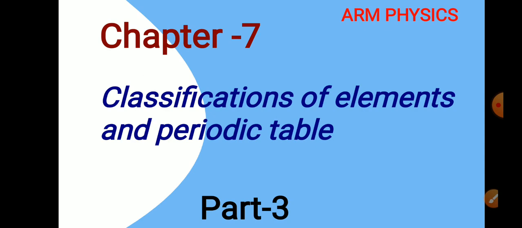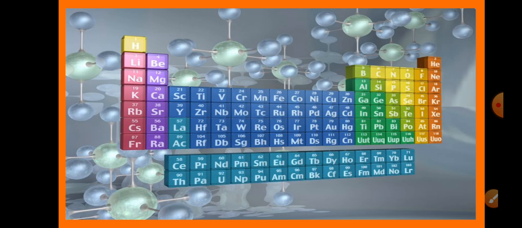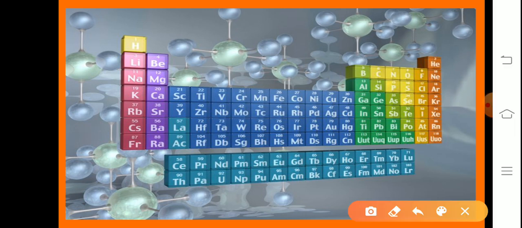Welcome back. In the previous video we discussed the periodic table. Now let me revise again in a very short way. Here is the modern periodic table. There are 18 vertical columns, 1, 2, 3, 4, up to 18, and 7 horizontal rows called periods. These are the 7, right?